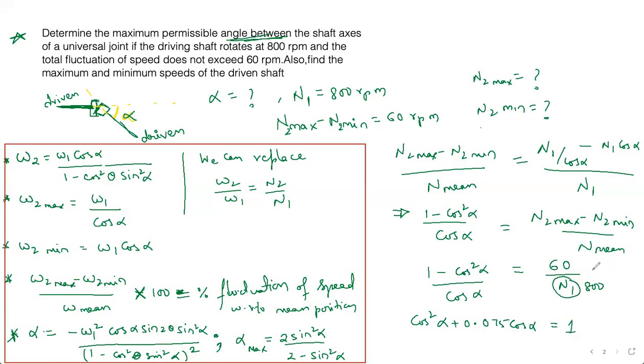Okay, just do the calculations: 60 divided by 800 is equal to 0.075, right? So this value is 0.075. You can just cross multiply the cos alpha on the numerator and then bring the cos square alpha to the RHS. You are going to get this equation. I'm going to repeatedly write this and then we'll solve the value for alpha. So I'm going to get cos square alpha plus 0.075 cos alpha is equal to 1.